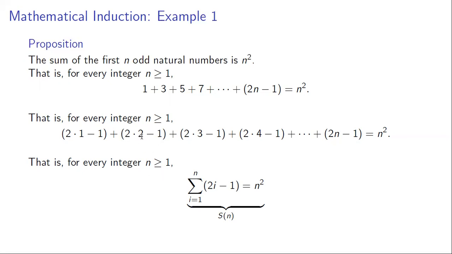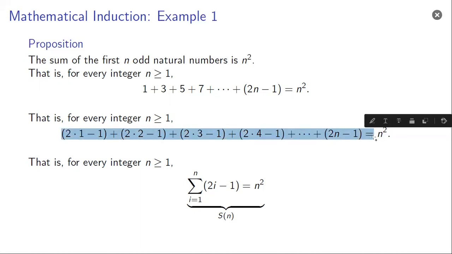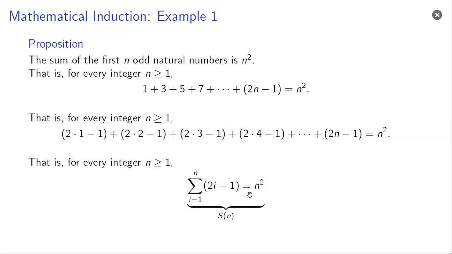Then plus 2 times 2 minus 1. Then plus 2 times 3 minus 1. Then plus 2 times 4 minus 1. Plus dot, dot, dot, plus 2 times n minus 1. So this summation notation expresses this. Okay, and the claim of the proposition is that this sum should be equal to n squared. Now, this is the thing that we're trying to prove, S of n. Remember the form of the proposition. This is just, I guess you can say, an open sentence that says that the sum from i equals 1 through n of 2 times i minus 1 equals n squared.